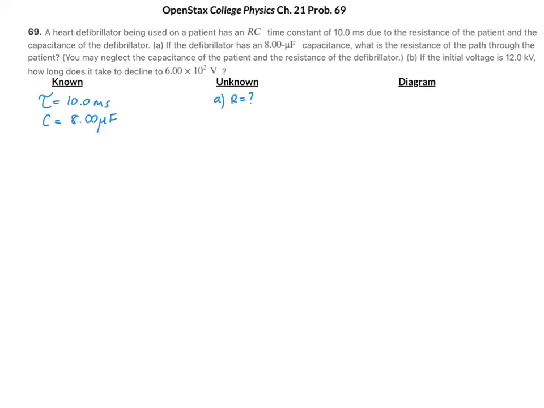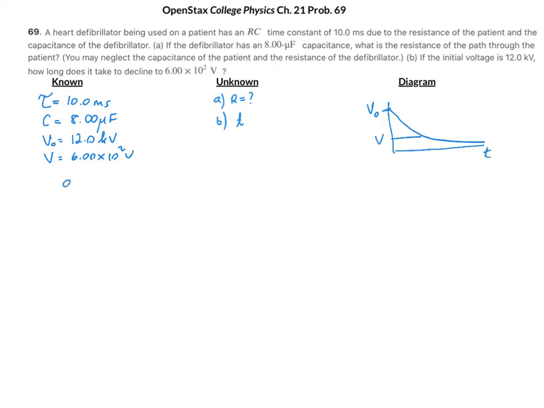Then in part B, we're given more information. We know that the initial voltage, so the maximum voltage on the capacitor, is 12.0 kilovolts. And sometime later, that voltage declines to 6 times 10 to the second volts. And in part B, we want to know how long it takes for the voltage to drop to that value. So in the diagram, just to remind myself, I'm going to draw a discharging capacitor. So initially it had a voltage V0, and some time later it has a voltage V. And this is a function of time.